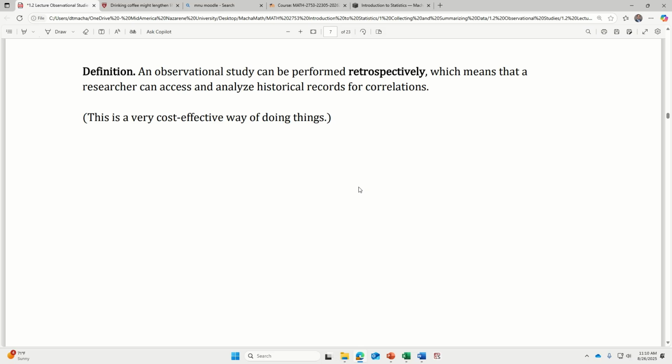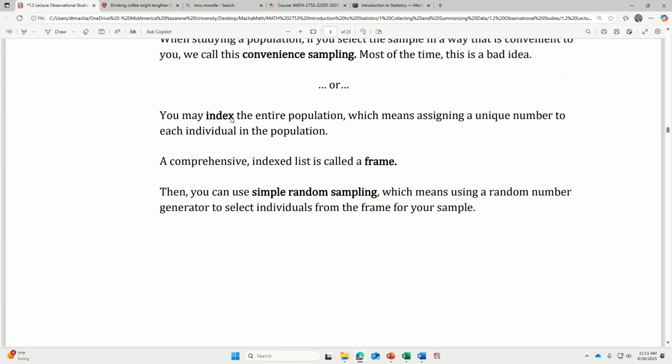So that's a retrospective study. Nobody was gathering data. The data was already there in the records, but it did take an underpaid undergraduate researcher to go back and look at the data and analyze it. That's called a retrospective study. And it's very cost effective because you don't have to spend any money gathering the data.